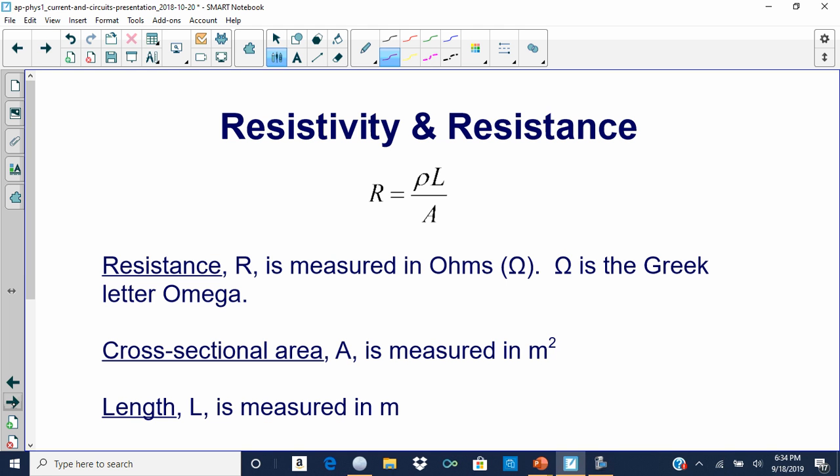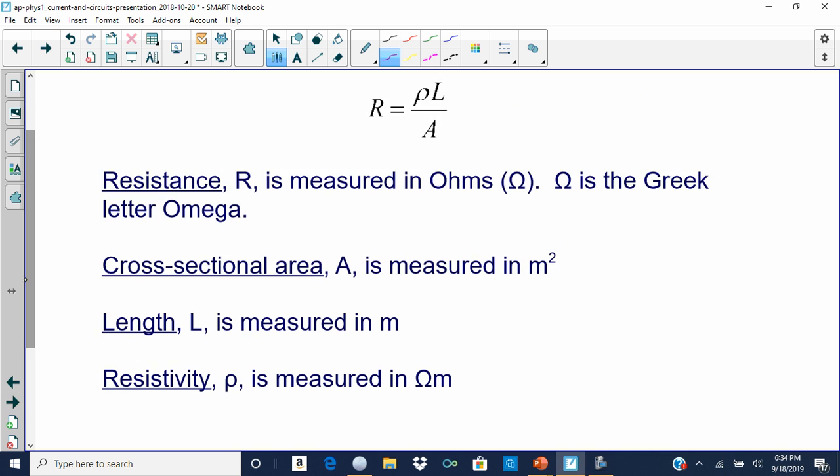The cross-sectional area is capital A. That has to be in meters squared. It cannot be in millimeters squared or centimeters squared. You have to have MKS units. Your length, L, is measured in meters as well. You cannot use centimeters and millimeters. You have to convert it to meters. Resistivity, rho, is measured in ohm meters.